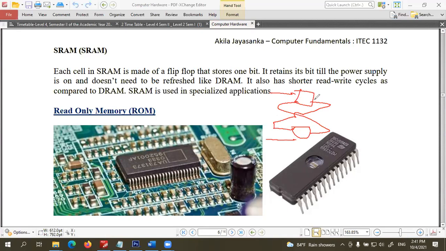So these SRAMs don't need to be refreshed. But the cost to develop such a memory is very high. So SRAMs are used in very special applications where necessary. Right? So they don't need to be refreshed, but they are used very rarely, mostly because of the cost.